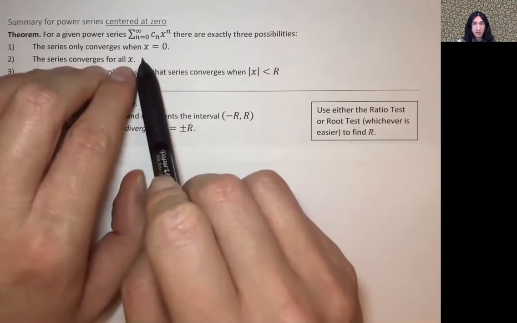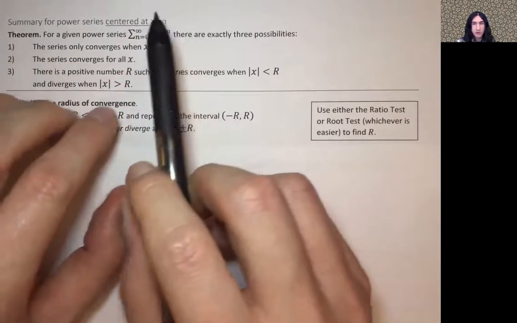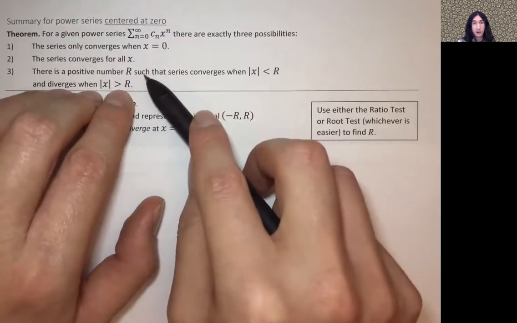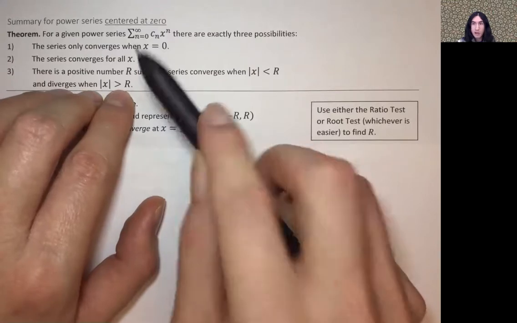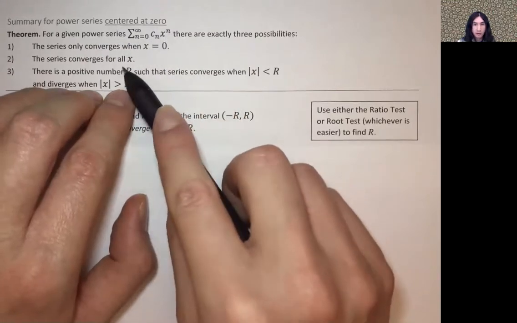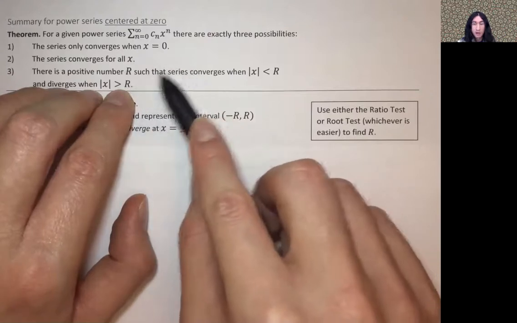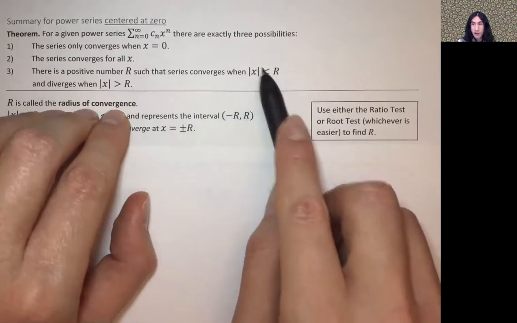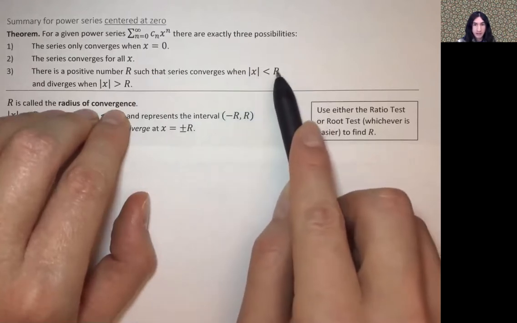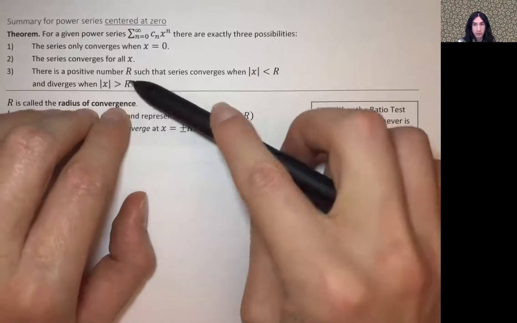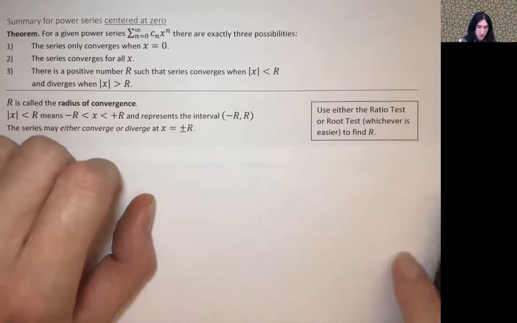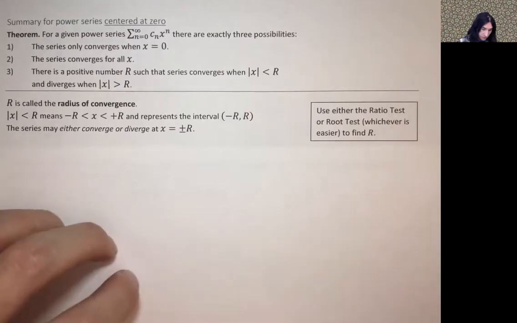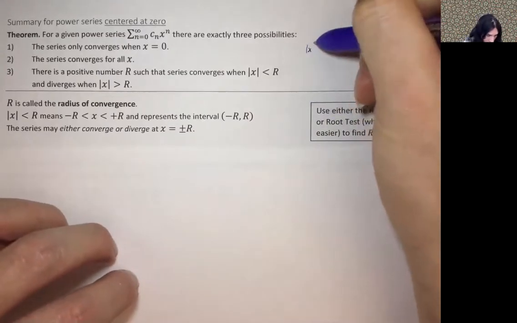We did an example where the series converges for all x values, and our very first example was a series that converged for all x between -1 and 1. And so in this case, we say there's a positive number called the radius of convergence, and the series converges whenever the absolute value of x is less than that, and diverges whenever the absolute value of x is greater than r.